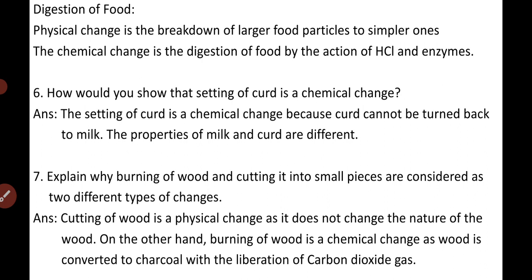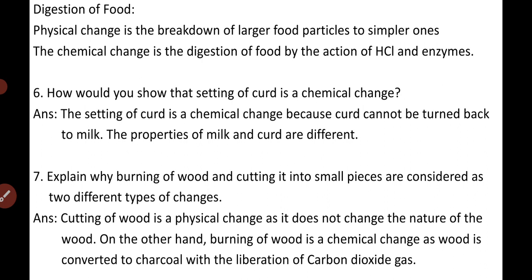When a wood log is given in front of you, and you cut it into small pieces, it will still remain wood. Only the size and shape will be changed. Size and shape are physical properties. So a physical change has taken place during the cutting of wood.